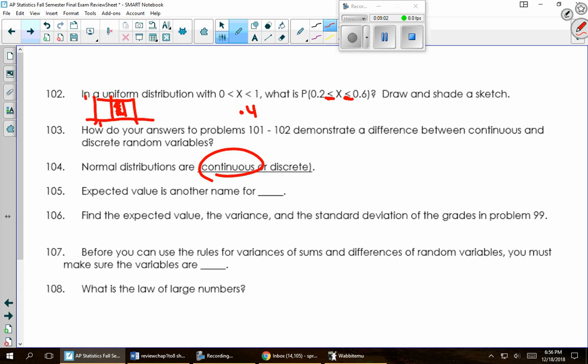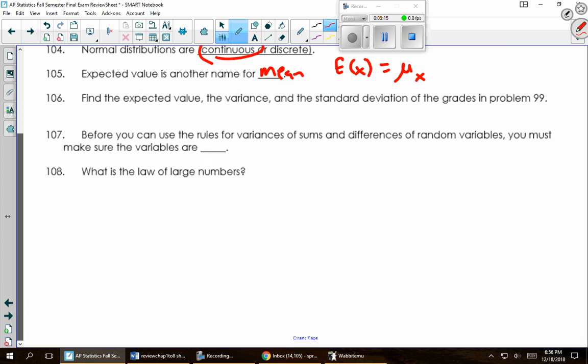Expected value is another name for mean. So sometimes we call it E of x and sometimes we call it mu or mu of x. Find the expected value, the variance, and the standard deviation of the grades in problem 99. I'm going to give myself a little more room here to work.